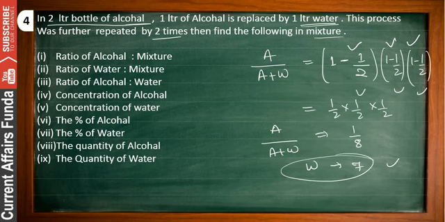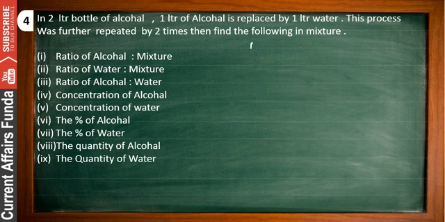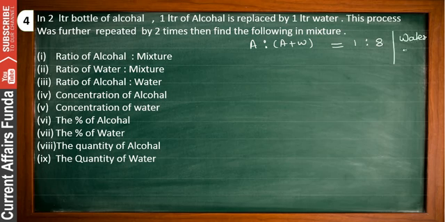1:8. So here we will directly write just one thing: alcohol is to mixture, that means alcohol plus water, that is in ratio 1:8, where water is in 7 ratio. Why? Because alcohol plus water is 8 ratio, and alcohol is in 1 ratio, so the remaining part will be 7 ratio water here.